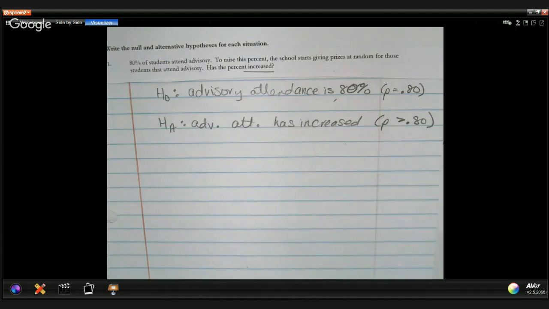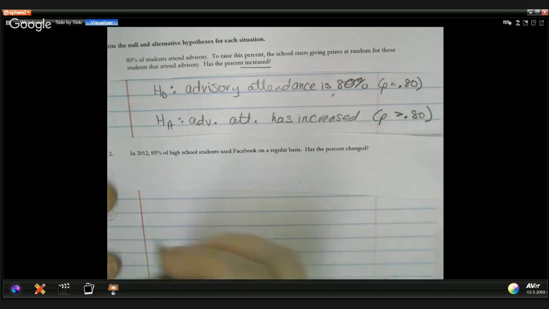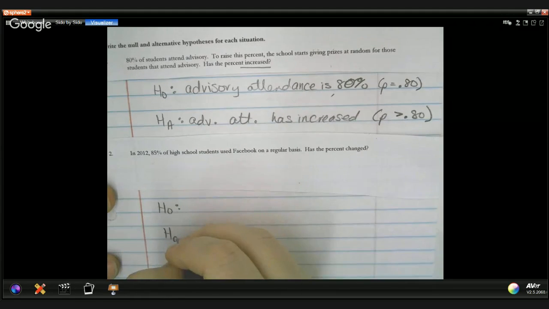Okay. And so again, your null hypothesis is it stays the same, and your alternative hypothesis is that it has changed. If it's changed, it's a not equal to sign. If it's less than or it's decreased, it's a less than sign. And if it's increased, it's a greater than sign. Okay, last one, same thing. I'd like you to go ahead and see if you can write your null hypothesis and your alternative hypothesis.